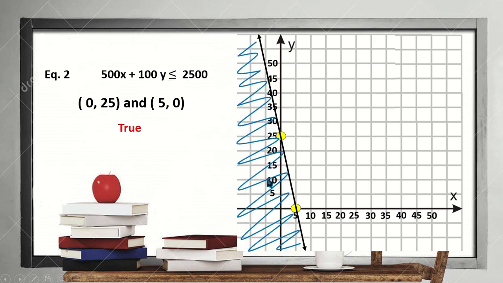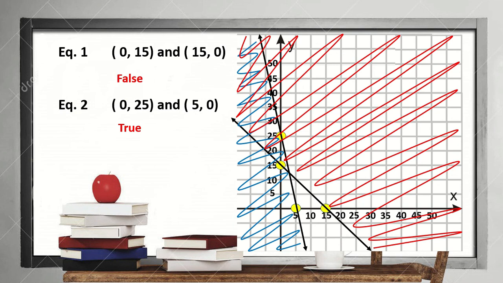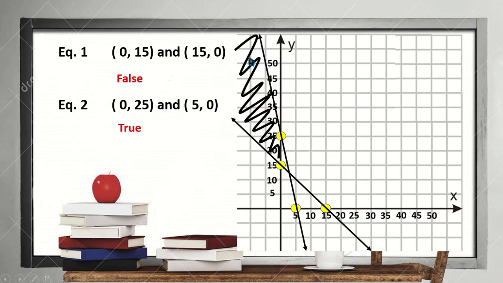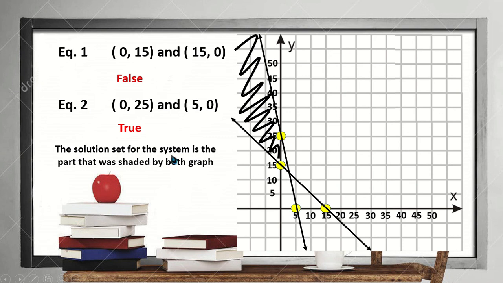Next, pagsamahin naman natin silang dalawa. So, ito yung itsura niya. For equation 1, ito yung solutions. For equation 2, ito naman yung blue yung solutions. So, alin dito yung solutions for these two equations? Itong part na to. The solution set for this system is the part that was shaded by both graph. So, ito yun.